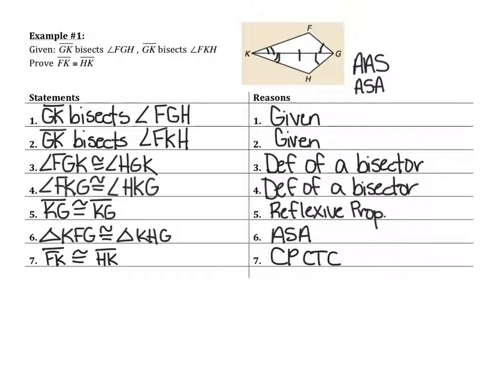So again, in order to use CPCTC within my proof, I have to first state that the triangles are congruent, because remember, this C and this T are congruent triangles. So you have to state that the triangles are congruent before you can use it in your last step of your proof. And our proof's done, so we'll do our 2 tick marks to indicate that.